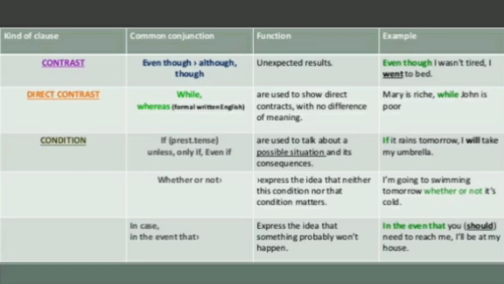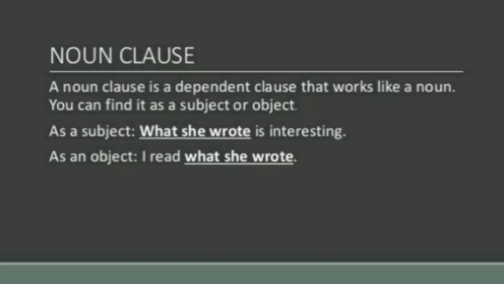Look at the examples. If it rains tomorrow, I will take an umbrella. There is a possibility, so the consequence is that I will take an umbrella. I am going swimming tomorrow whether or not it's cold. Whether it is cold or not, he is going swimming. In the event that you need to reach me, I will be at home. It is an idea that will probably not happen, so we use the clause in the event that.